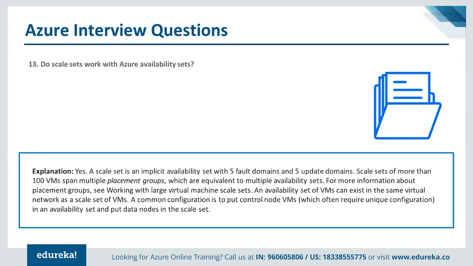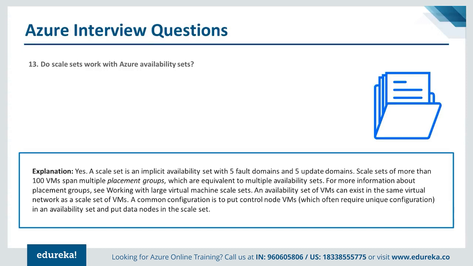As far as update domain is concerned, say for example I have 10 VMs and I keep the value of update domain to 2, so I will have sets of 2 each, right? At a given point in time, if Microsoft needs to perform planned maintenance, only one update domain will go down at a given point. So this is what update domain means. Now, does it support availability set? Yes, the scale set supports availability set.